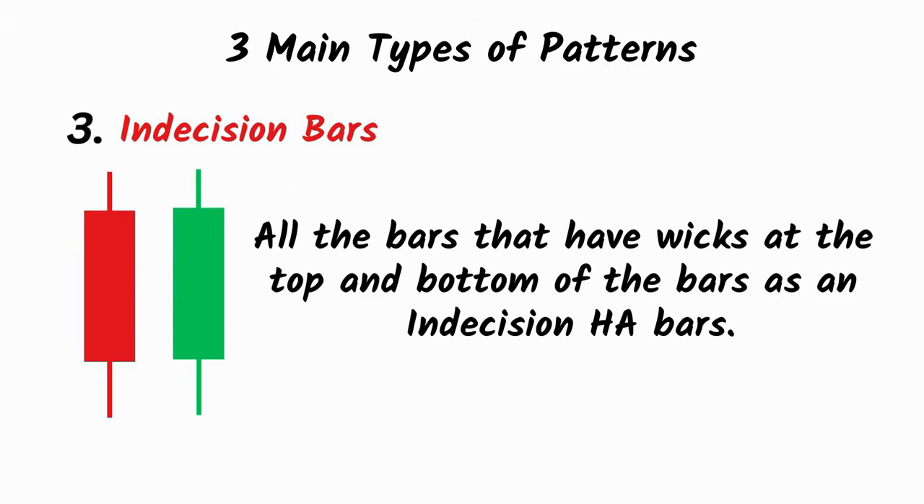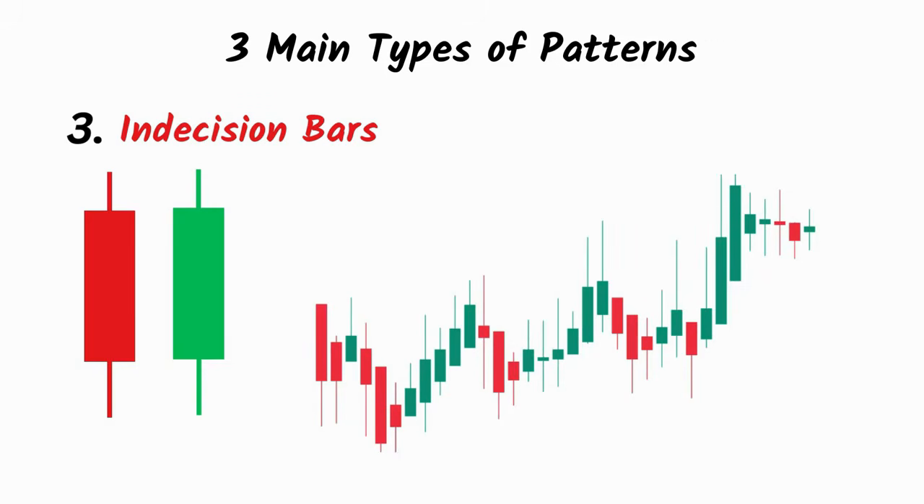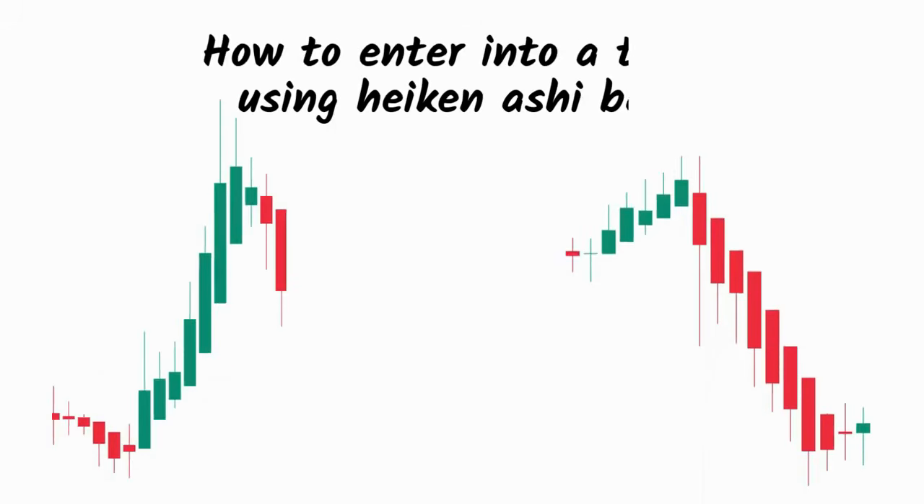Third, indecision Heiken Ashi bars. To further simplify Heiken Ashi bars, all bars that have wicks on both the top and bottom are considered indecision Heiken Ashi bars. It doesn't matter whether the color of the bar is bullish or bearish. If there are wicks on both sides, it's an indecision Heiken Ashi bar.